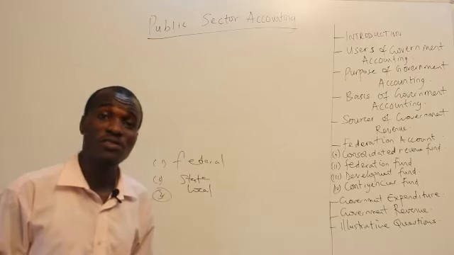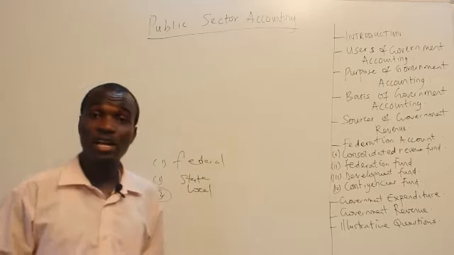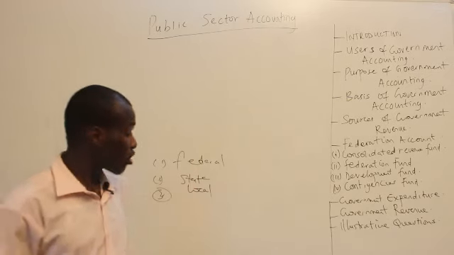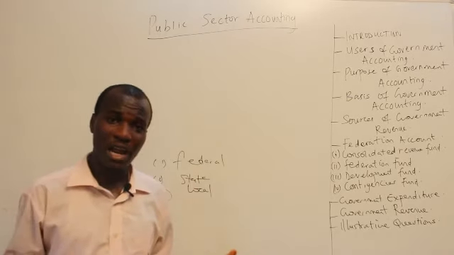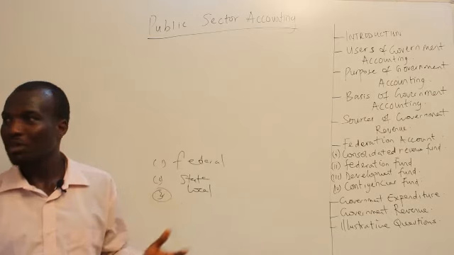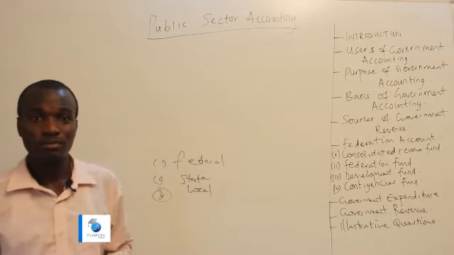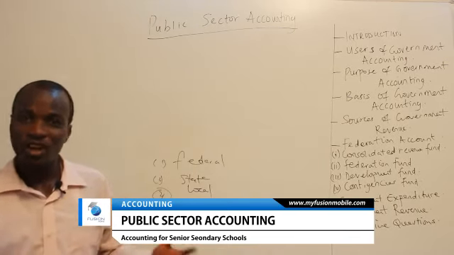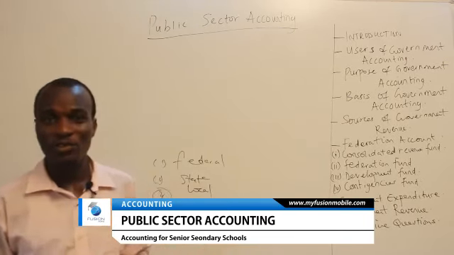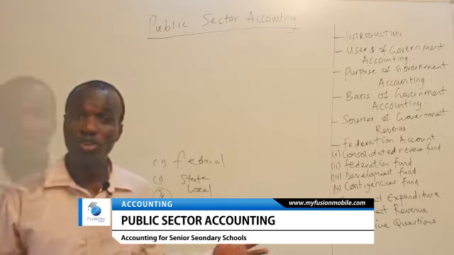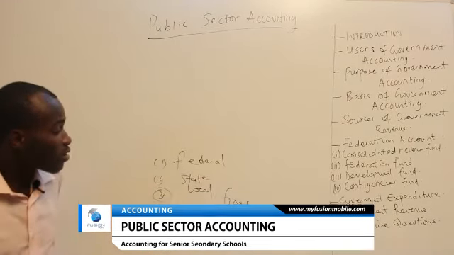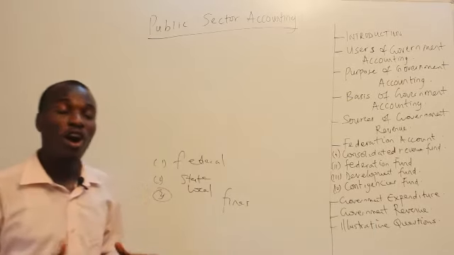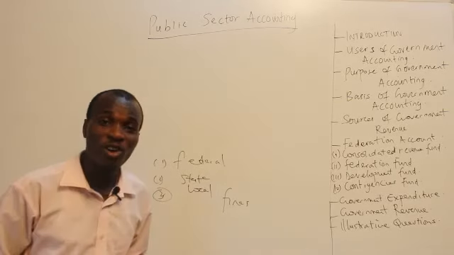Now let's move to the local government. Local government also derives its revenue, first, from statutory allocation, either from the federal government or from the state government. Also they can derive their revenue from fines, maybe through court charges, court cases. So the government can usually charge fines to an individual or any corporate bodies. The local government receives revenue from the statutory allocation from either the federal government or the state government.